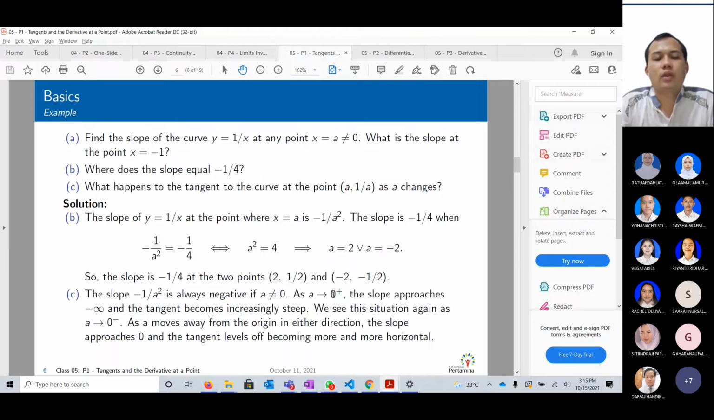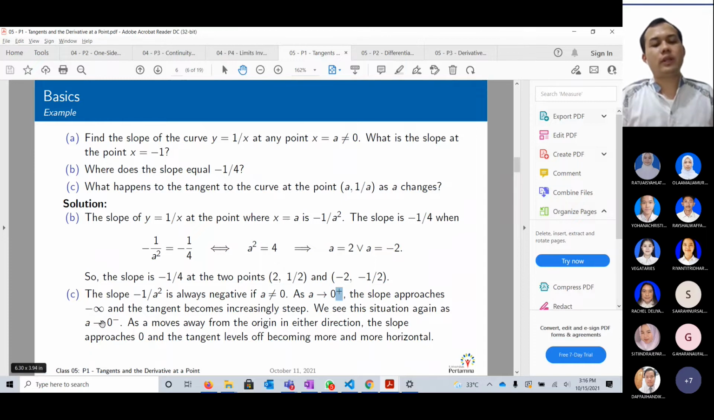And as a goes to 0 from the right, the slope approaches minus infinity. Jadi kalau a-nya menuju 0 dari kanan, ya, kemiringannya akan menuju negatif tak hingga. And the tangent becomes increasingly steep. Jadi semakin dekat dengan 0, garis kemiringannya itu akan semakin terjal.